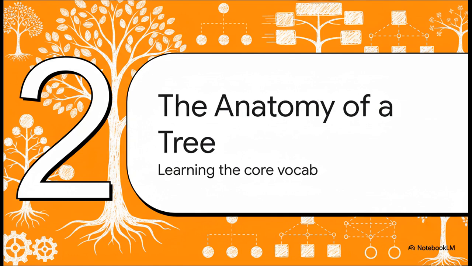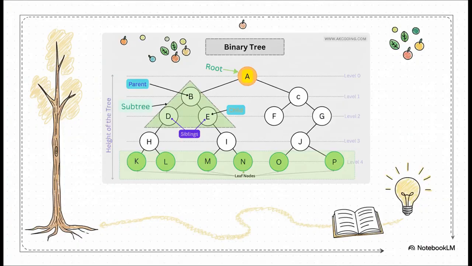Next stop, the anatomy of a tree. To really get how trees work, we need to speak their language. So let's get the core vocabulary down. It's pretty straightforward, I promise. Take a look at this. This diagram is going to be our map for the next few minutes. It shows the essential anatomy of a tree, and we're going to break down all the key terms you see here, starting right at the very top.